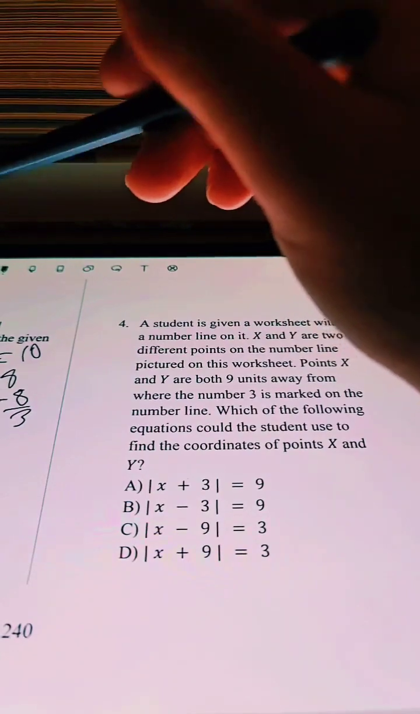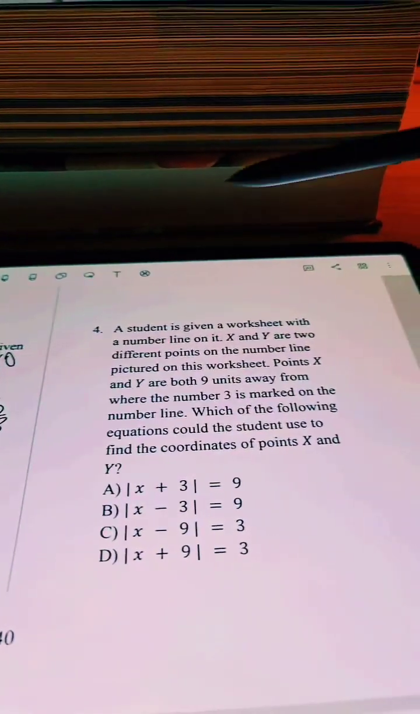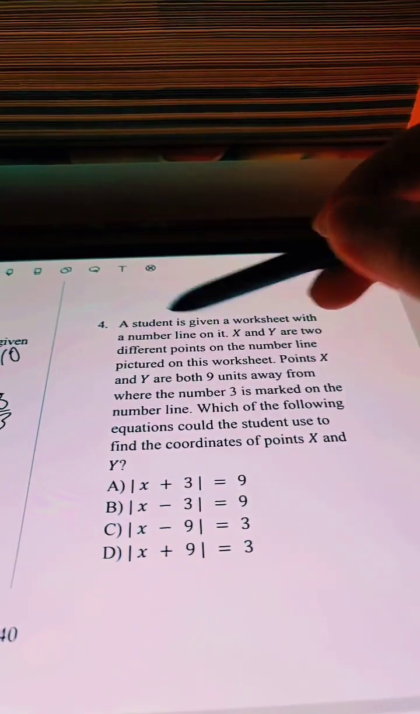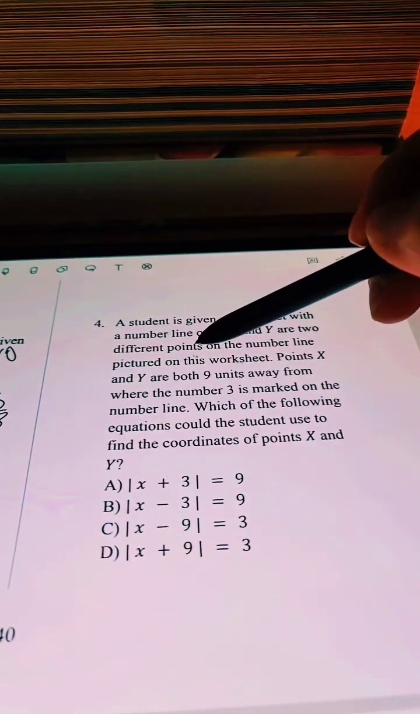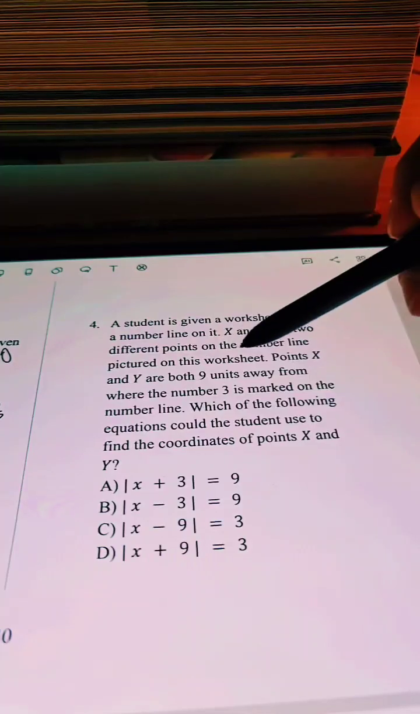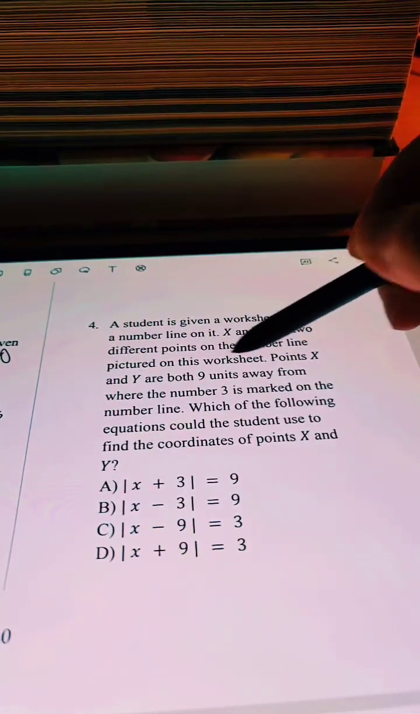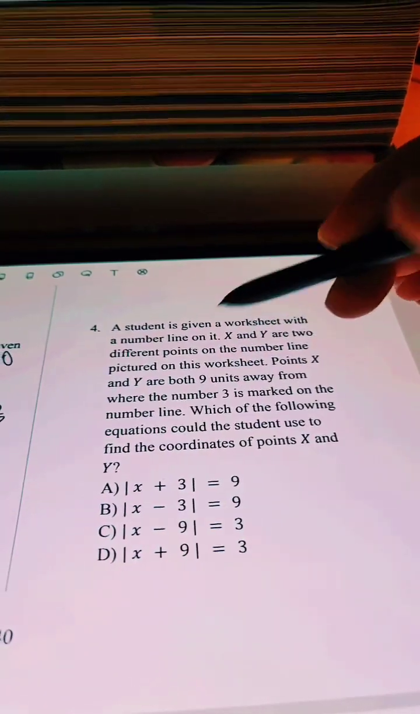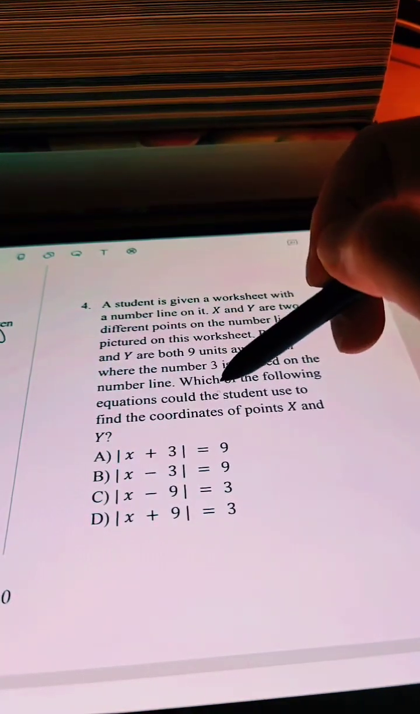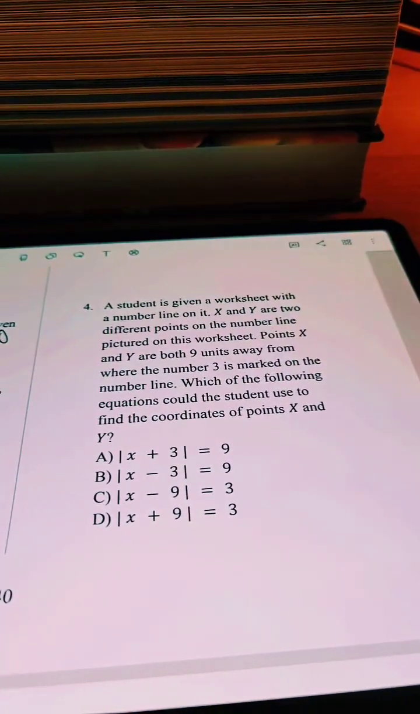Okay, so let's go to number 4. A student is given a worksheet with a number line on it. X and Y are 2 different points on the number line pictured on the worksheet. Points X and Y are both 9 units away from where the number 3 is marked on the number line. Which of the following equations could the student use to find the coordinates of point X and point Y?